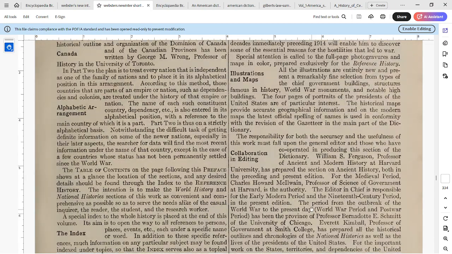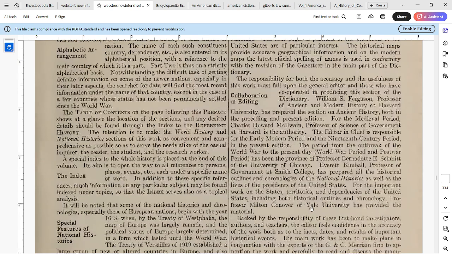Collaboration in editing. The responsibility for both the accuracy and the usefulness of this work must fall upon the general editor and those who have cooperated in producing this section of the dictionary. William S. Ferguson, Professor of Ancient and Modern History at Harvard University, has prepared a section on ancient history, both in the preceding and present edition.